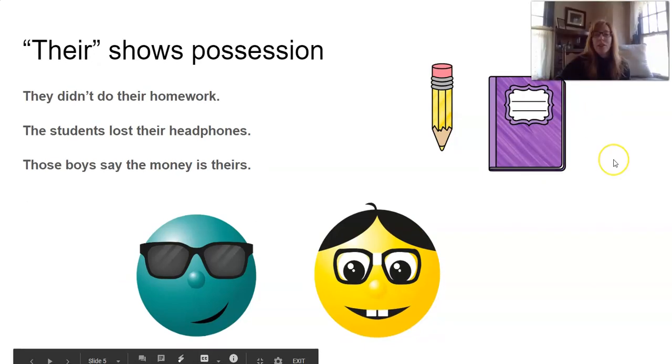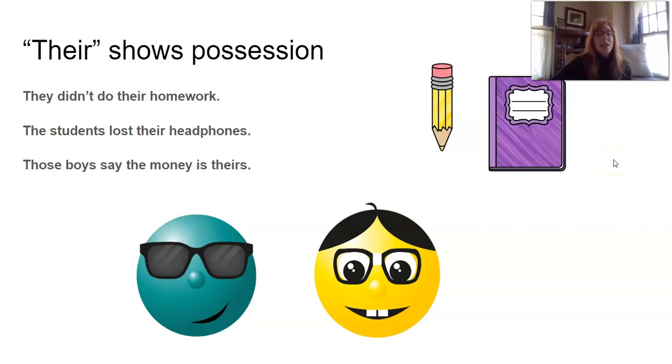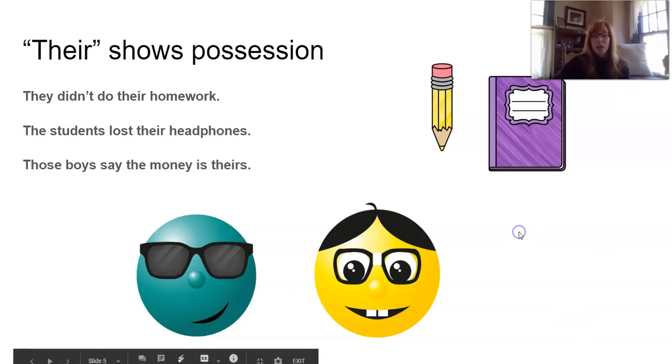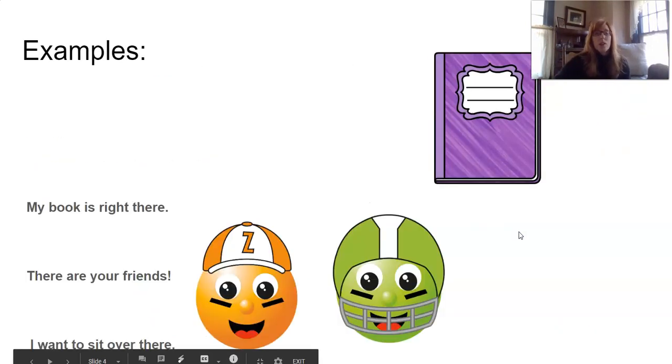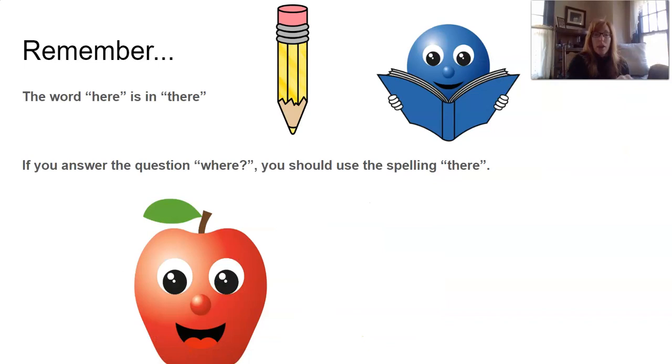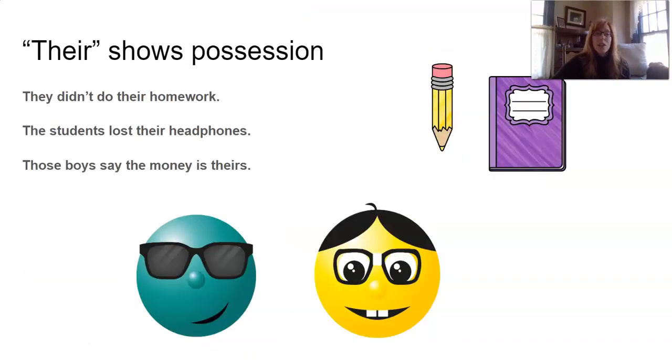Next we have there showing possession. They didn't do their homework. So there is as it actually it belongs to them. The students lost their headphones. It belongs to them. And then the boys say the money is theirs. Okay, so big difference. The first one was a place. Okay, so here, where, there. That's the E-R-E. This one is, it belongs to them. So, and a good way to remember that is there's an I in there. So I own it. Okay, so it shows possession.